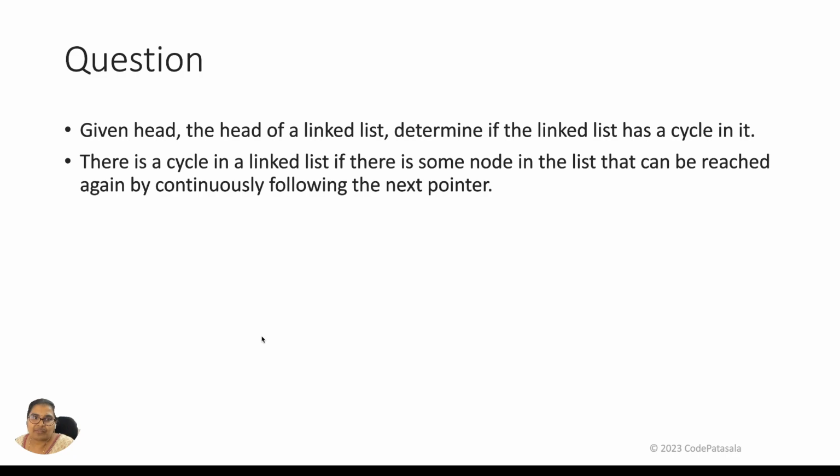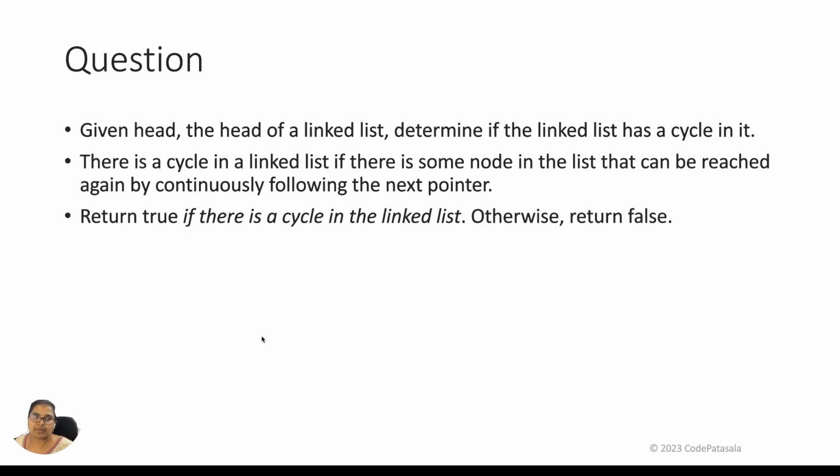So how is a cycle defined? There is a cycle in a linked list if there is some node in the list that can be reached again by continuously following the next pointer, which in a way means we can never reach the end of the list, or null. We will always keep going in a loop in the linked list. So we have to return true if there is such a cycle and false otherwise.